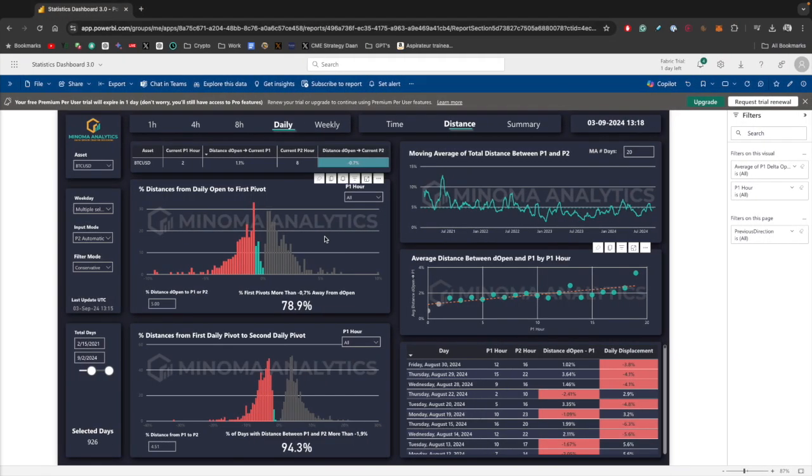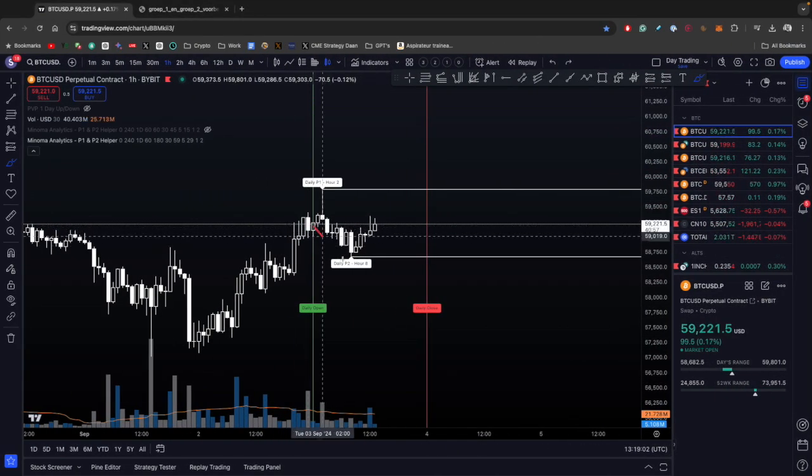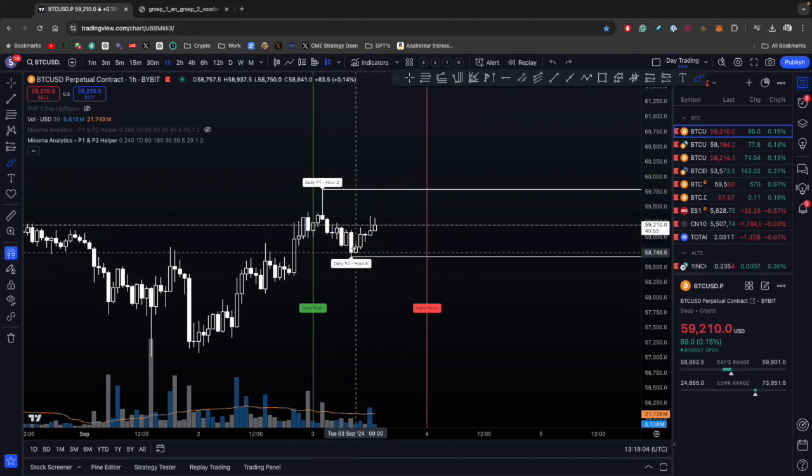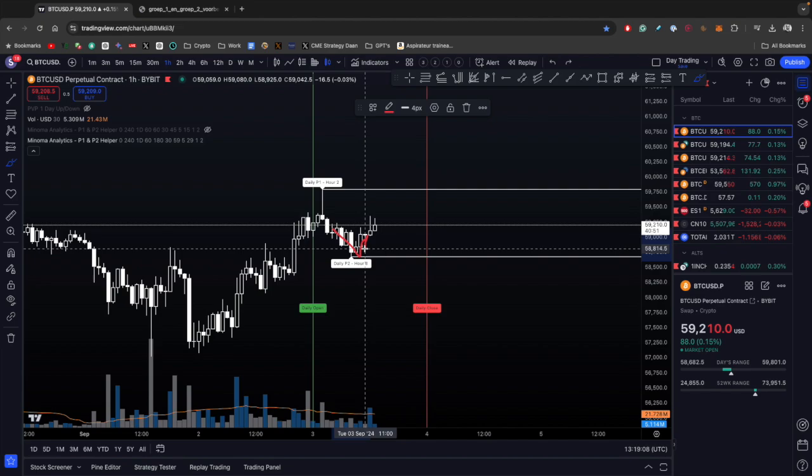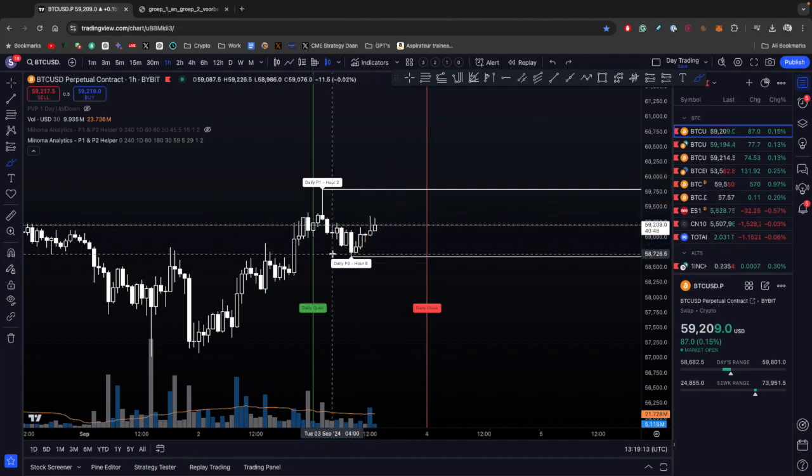The reason we are filtering for that is because it gives us a more conservative estimate, right? Because we're not looking at what the chance is of P1 being this far away. We're looking at what the chance is of P1 being this far away from daily open if it is not put in one of those first 2 hours, which are really, really important.